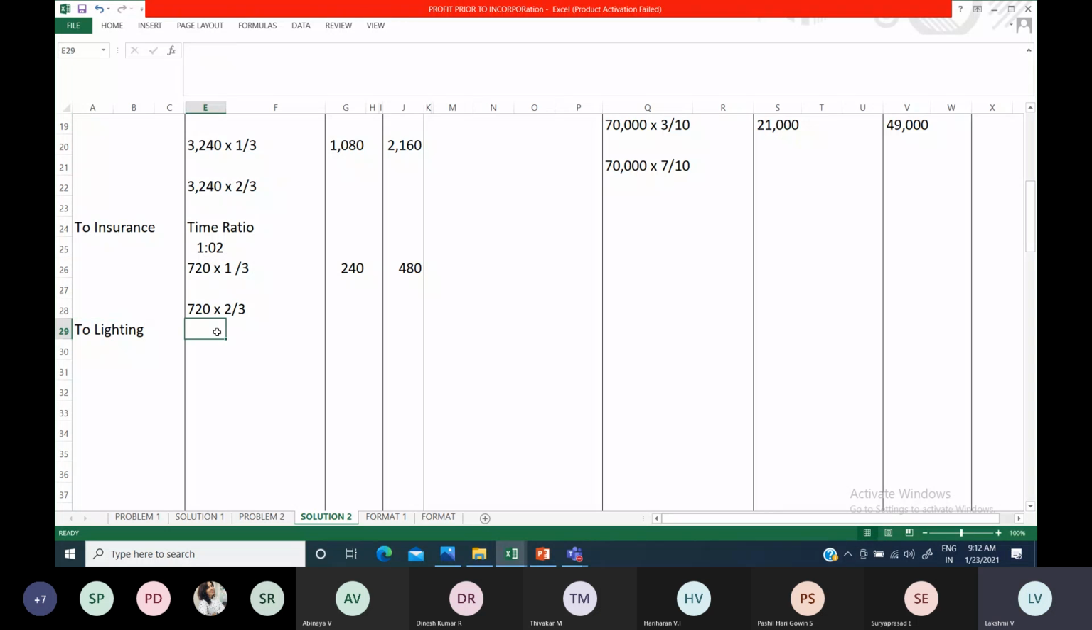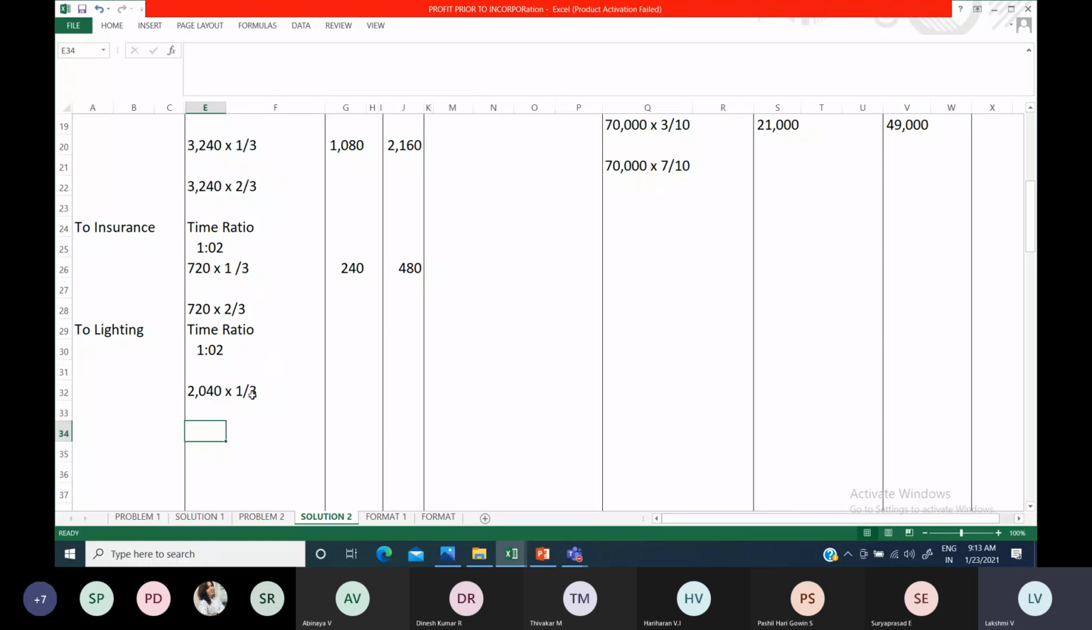To lighting, again it has to be done based upon time ratio. So 2040. The time ratio is 1 is to 2. So 2040 into 1 divided by 3. That amount will be entered here.